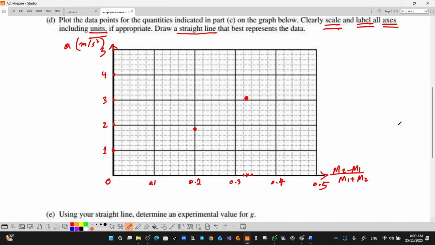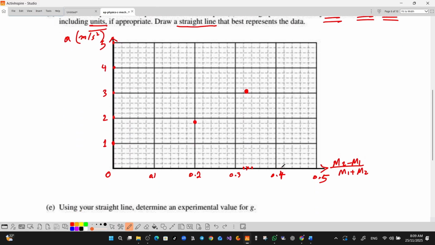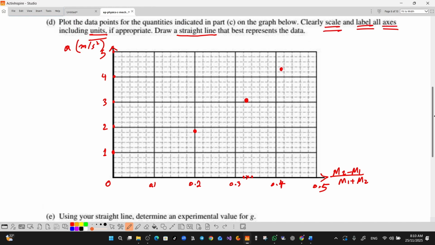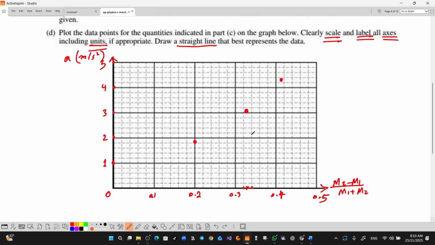The third point is 0.41, 4.21, and 0.41 is somewhere here, 4.21. This is the point. Now 0.14 with 1.15. So this is 0.1, 0.12, 0.14, okay, and 1.15 is somewhere here.